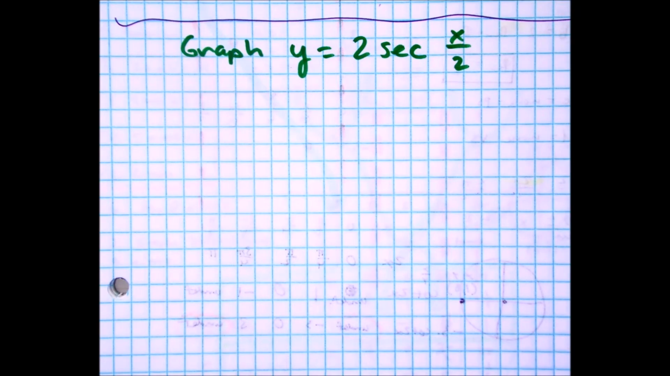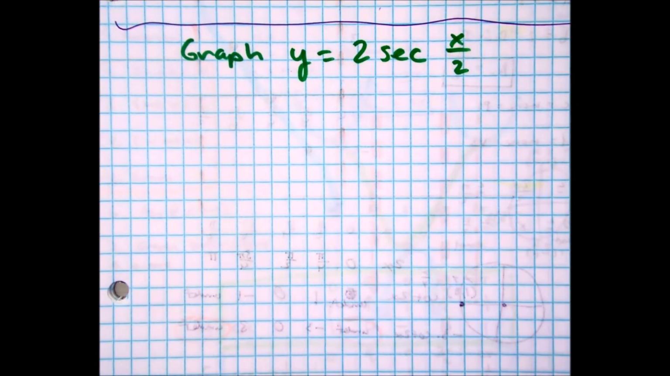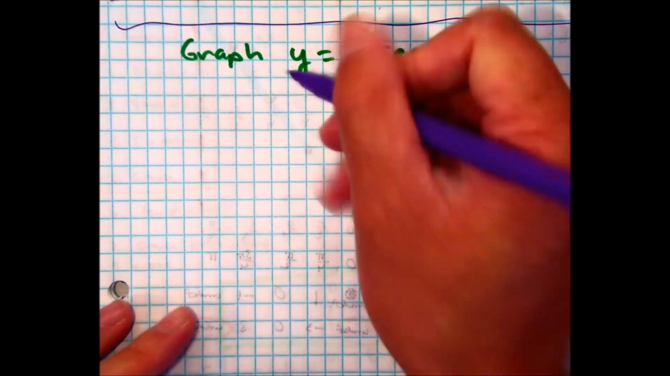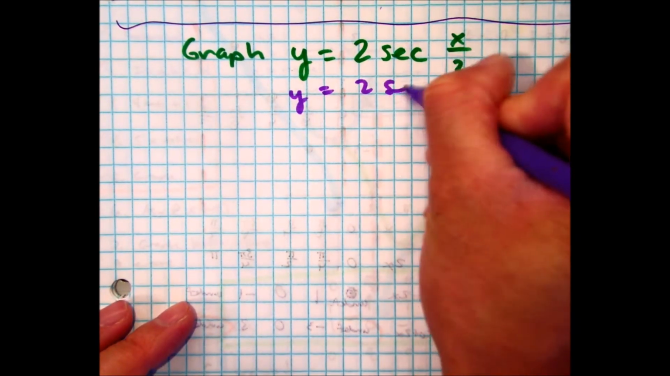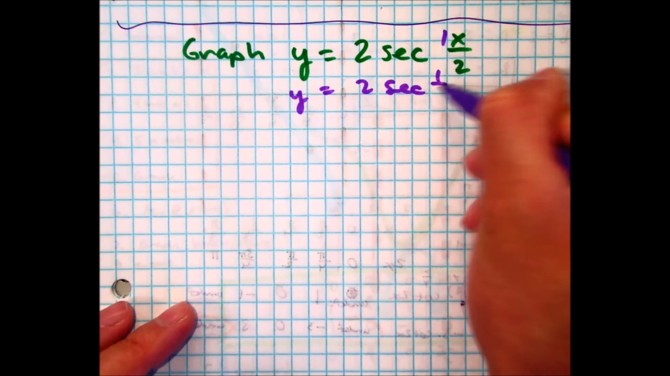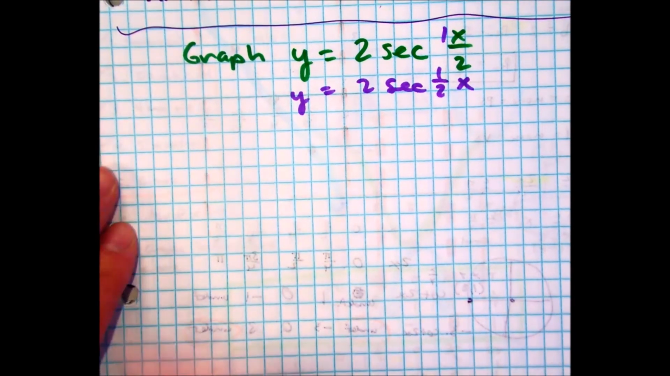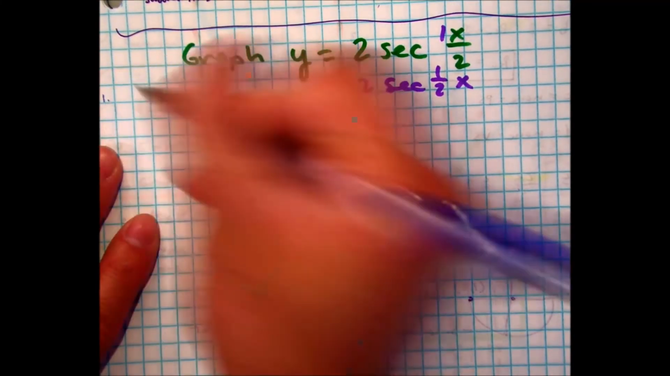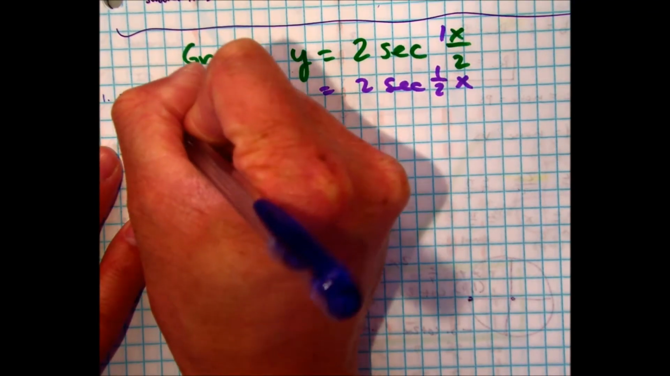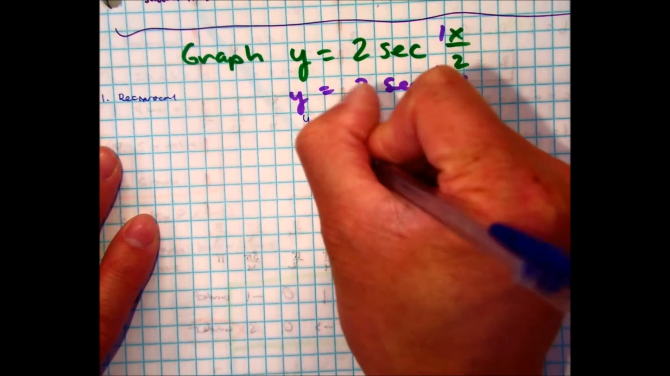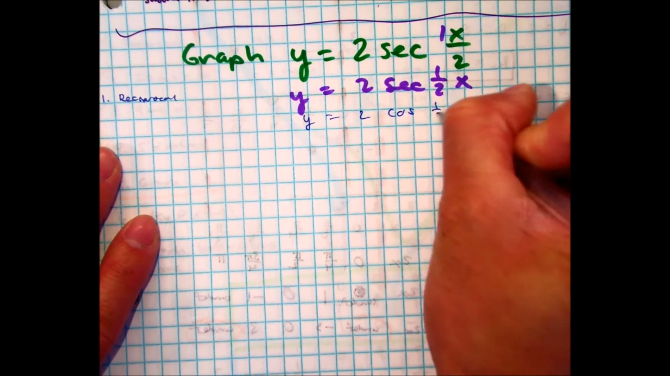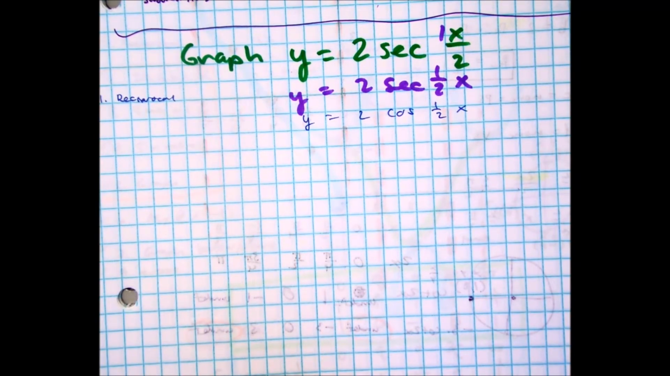Alright, we need to graph y equals 2 secant x over 2. You might want to rewrite this problem: y equals 2 secant 1/2 x. Hannah, what's the first thing we need to do? Change it to cosine. Yeah, we're going to change it because we're going to use the reciprocal. Y equals 2 cosine 1/2 x. Thank you.